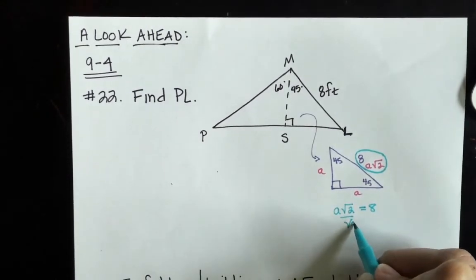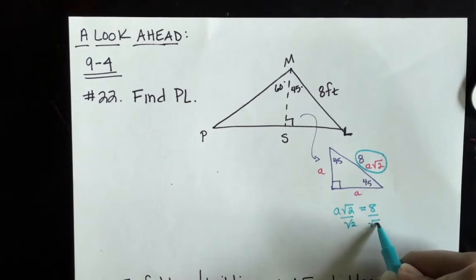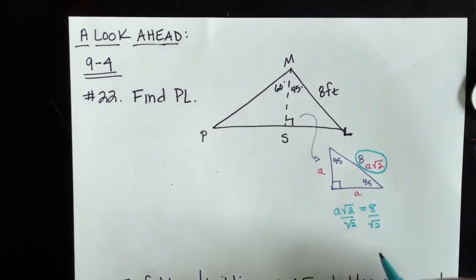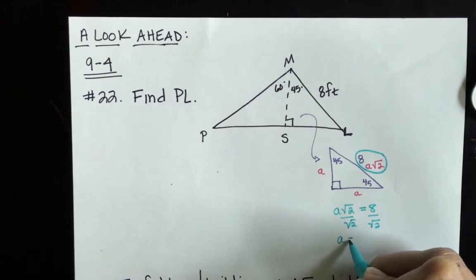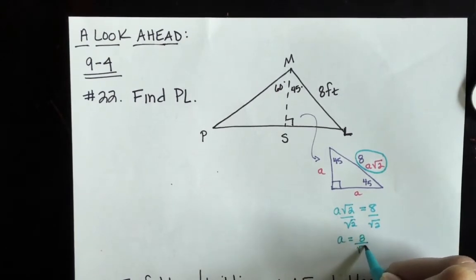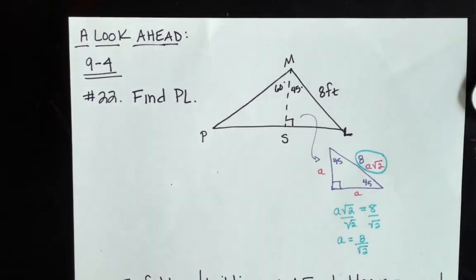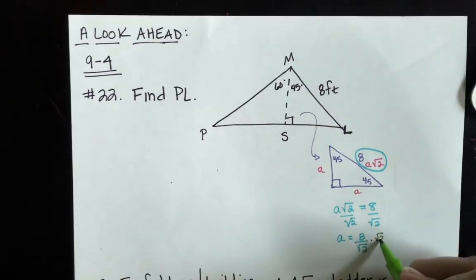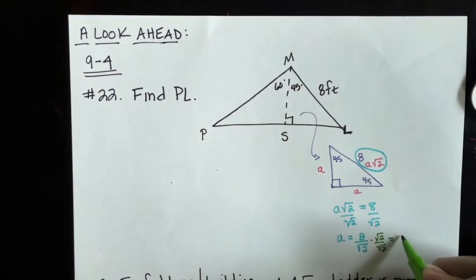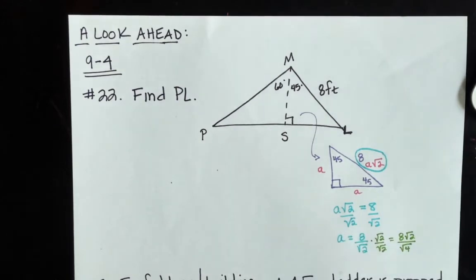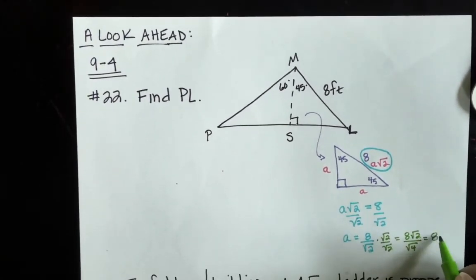We know that we have to divide both sides by radical 2. And we end up with A equals 8 over radical 2. And again, we do not want to leave that in the denominator. It is not appropriate. So we're going to rationalize, and that means multiply top and bottom by radical 2. And again, you see the radical appears on top. The perfect square shows up on the bottom. And we end up with 8 radical 2 over 2.